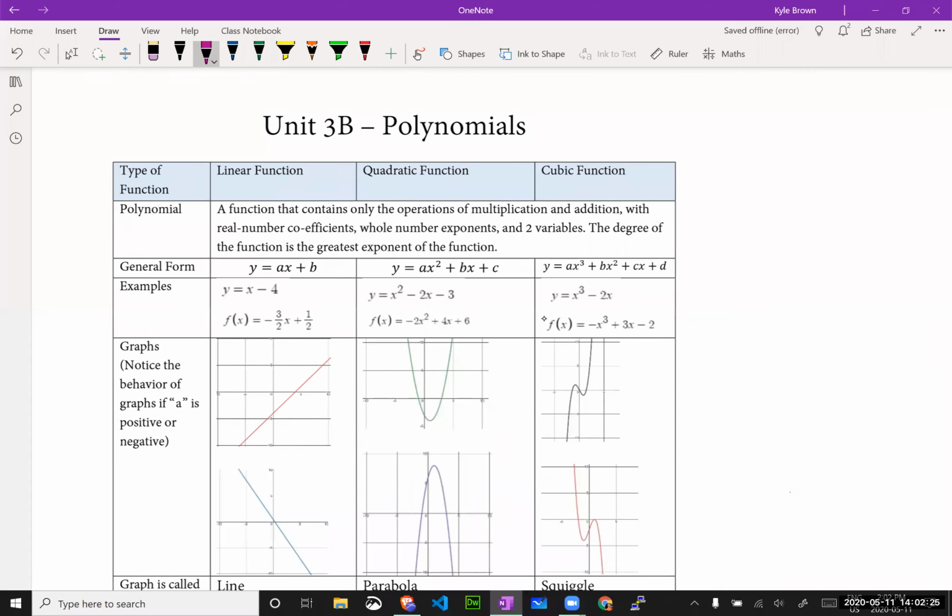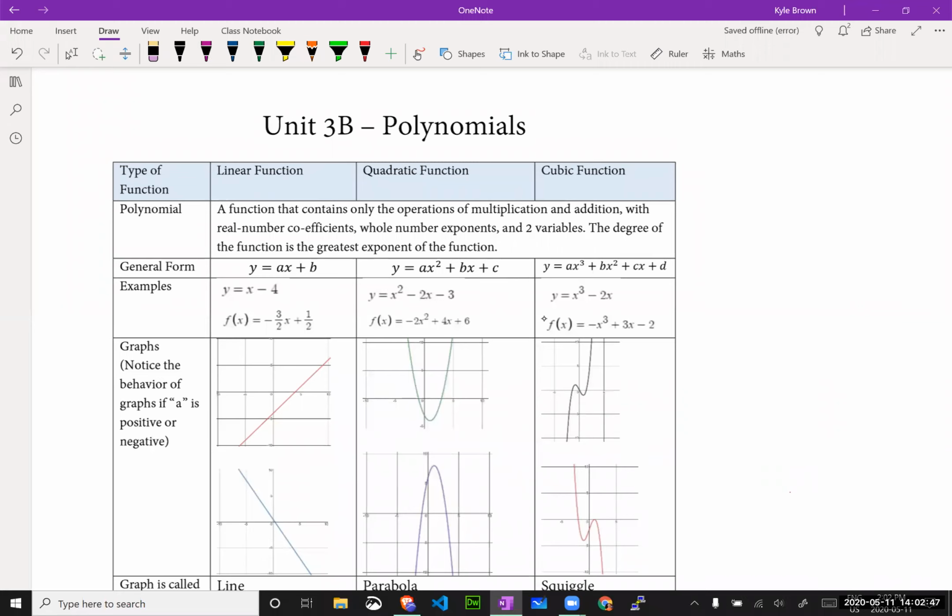So we got linear functions, right? So this column right here is going to be what you guys did in grade 10. So that was graphs that looked like a line, right? And I've got it written a little bit different here. This one's y is equal to ax plus b. But you might remember that more as y is equal to mx plus b, right? So that was a line.